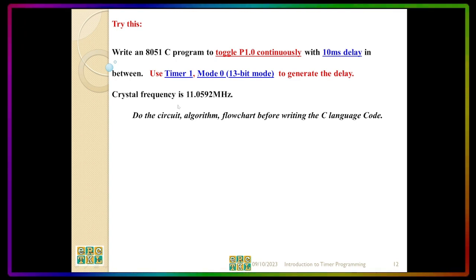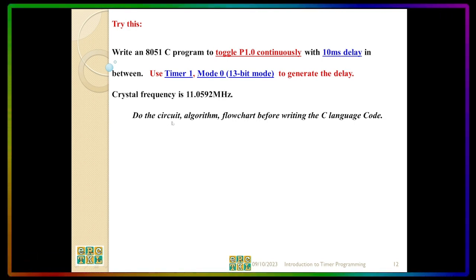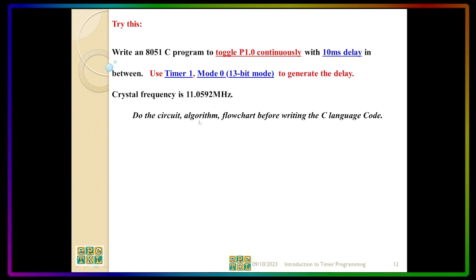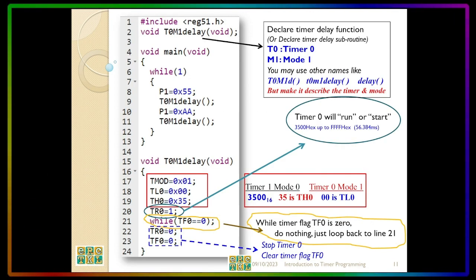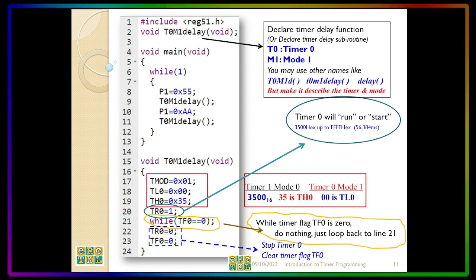Also, if you have watched the previous videos, you can also try to draw the circuit, write the algorithm, and draw the flowchart before writing your C language code. For those who don't know how to draw the circuit, write the algorithm, or draw the flowchart, you can watch the previous videos that we have posted in this YouTube channel. So there you go. This is the complete sample program of using timer programming to do some delay for toggling or blinking a specific port.